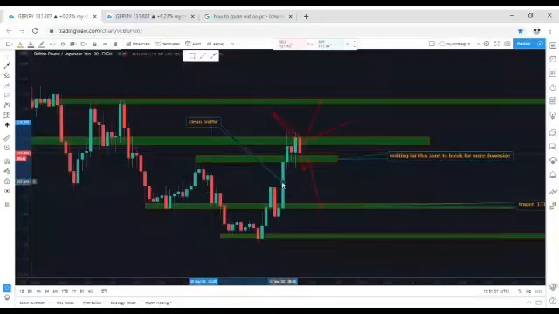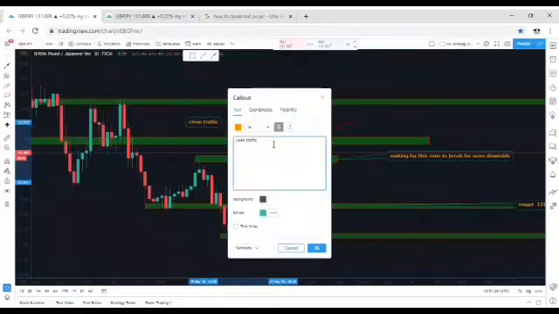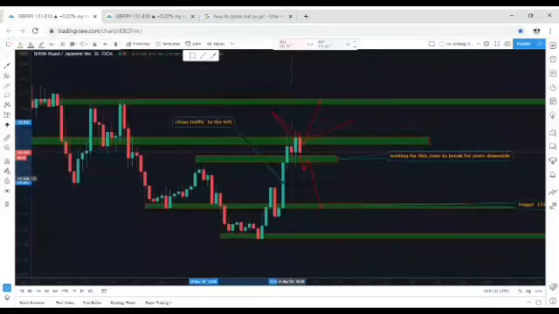Now, whenever you see clean traffic to the left, let me put to the left. Clean traffic to the left. So whenever you see clean traffic to the left, you will be sure that when price gets to this area, there is very, very high probability that price will sell. Sure, you understand like that.